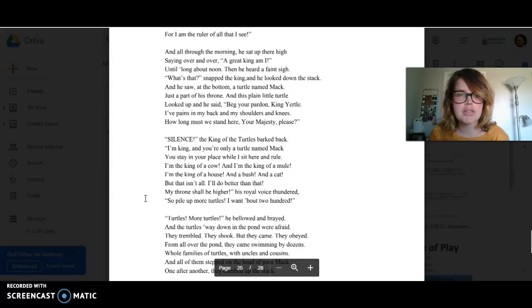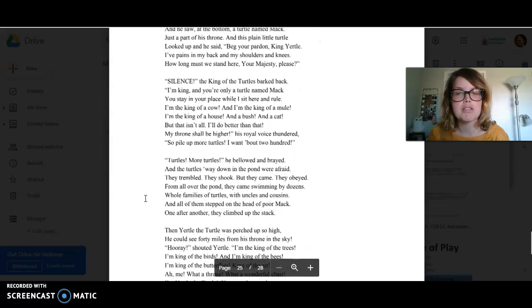"What's that?" snapped the king. He looked down the stack, and he saw at the bottom a turtle named Mac, just a part of his throne, and this plain little turtle looked up and he said, "Beg your pardon, King Yertle. I've pains in my back and my shoulders and knees. How long must we stand here, your majesty, please?"